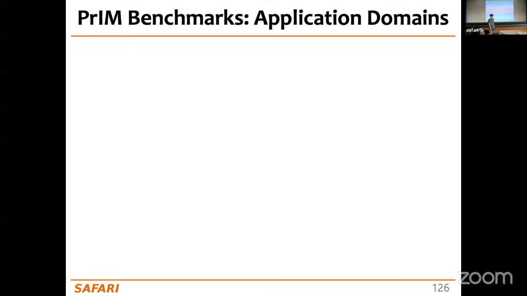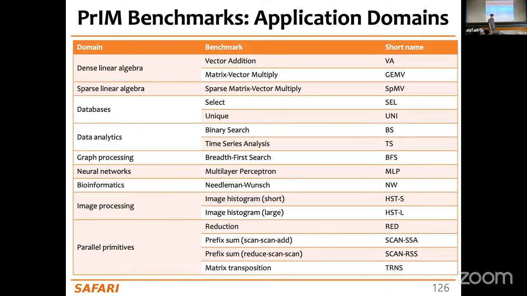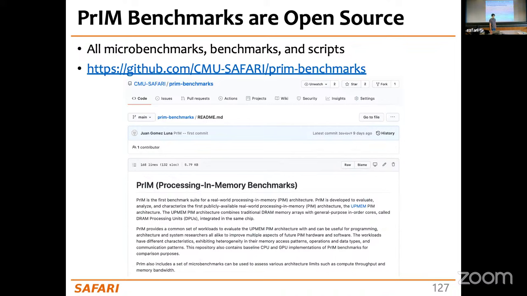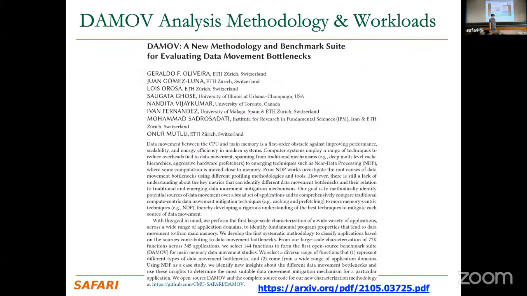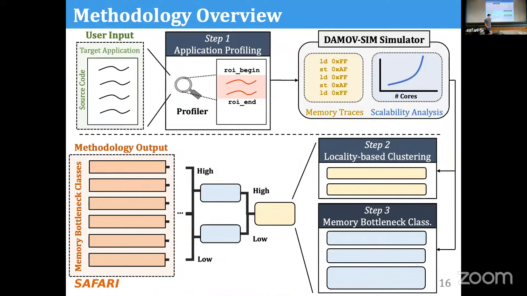That's why a lot of work is done in this direction from our group, but also from many other people. For example, PrIM Benchmarks is a benchmark suite for the UPMEM PIM architecture with different workloads like dense and sparse linear algebra, databases, data analytics, et cetera. It's all publicly available, and is the basis of the analysis that we have done, and many of the insights that I have explained in the previous lecture. We have developed as well methodologies to identify when a workload can be more or less suitable for processing in memory, or understand what the characteristics of their memory bottlenecks are, if there are memory bottlenecks. This is called the DAMOV methodology.